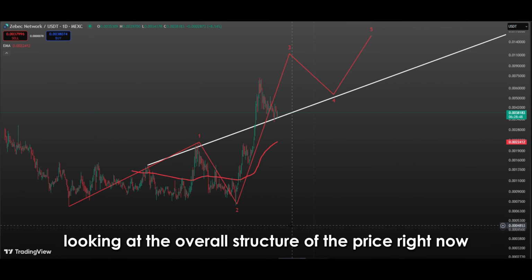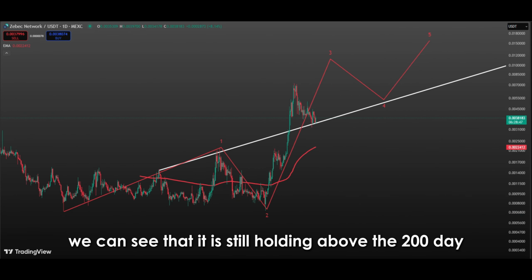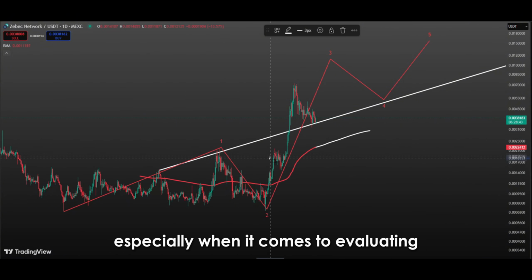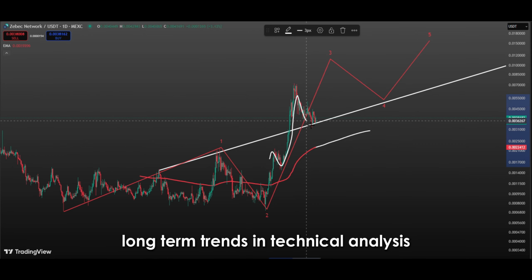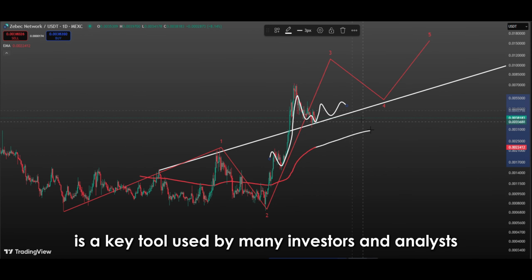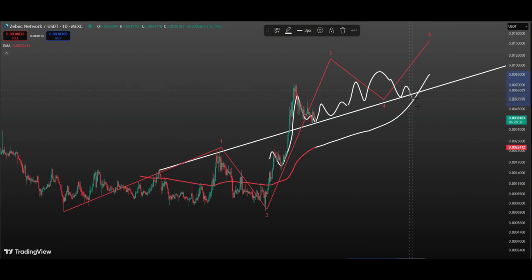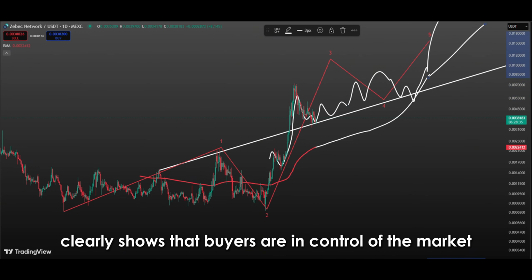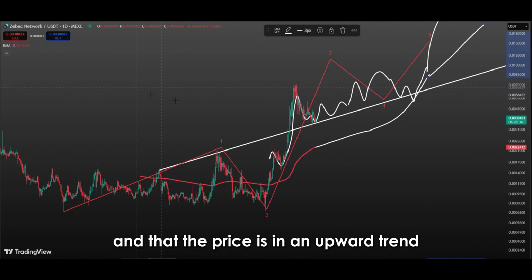Looking at the overall structure of the price right now, we can see that it is still holding above the 200-day exponential moving average. This is a highly positive signal, especially when it comes to evaluating long-term trends in technical analysis. The 200 EMA is a key tool used by many investors and analysts to determine the direction of the trend. Price staying above this average clearly shows that buyers are in control of the market and that the price is in an upward trend.